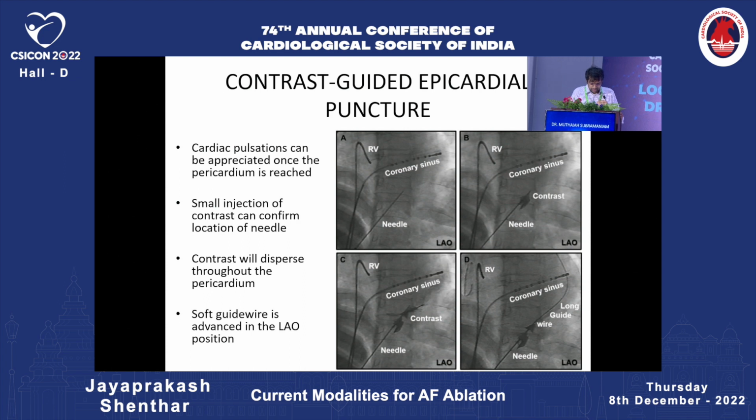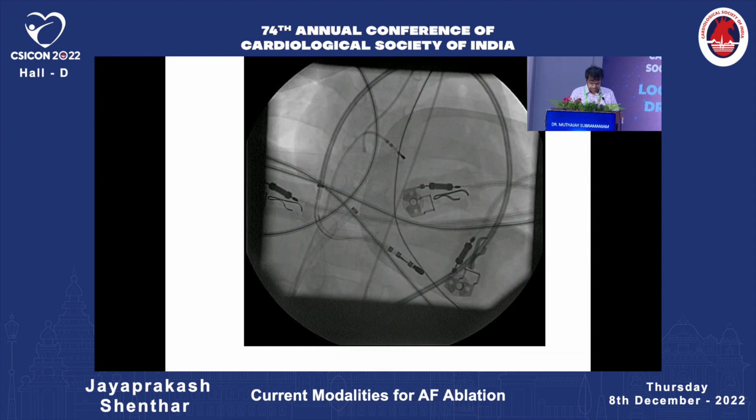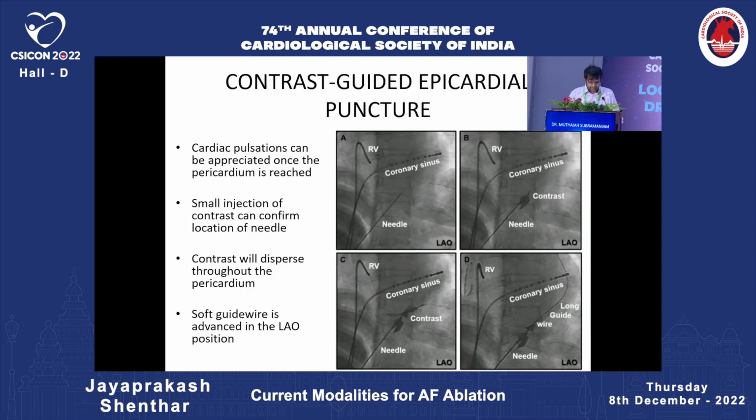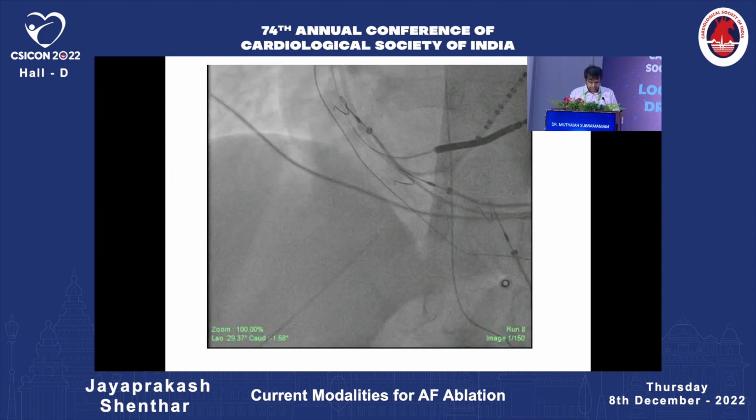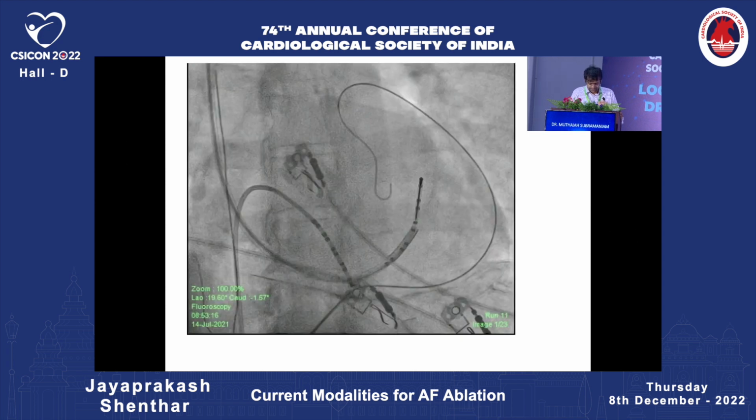Some people are comfortable in LAO projection. Some people go all the way completely lateral when they take the epicardial puncture. The other advantage that you have is most of these patients will have an ICD lead, so you already know where the RV is. If you have a CS decapolar catheter and an RV defibrillator lead, you can estimate where the RV anatomy is as well.